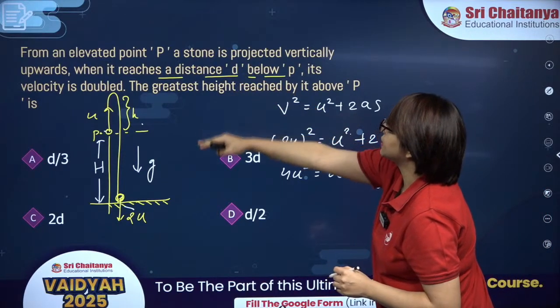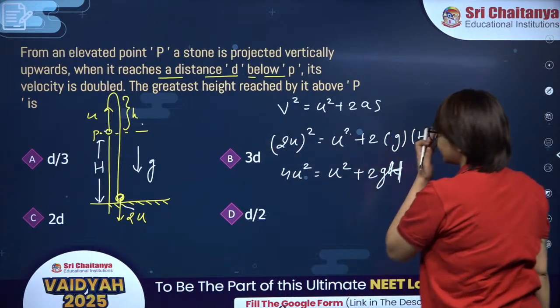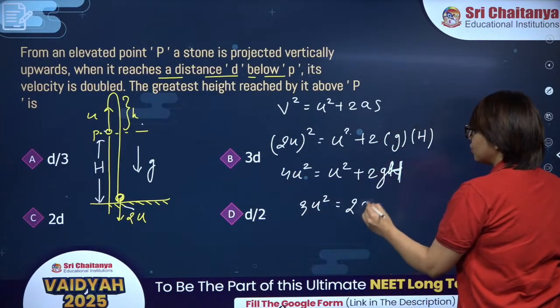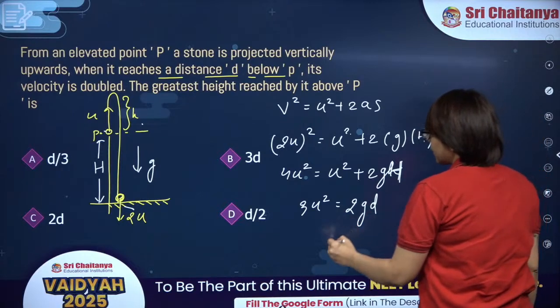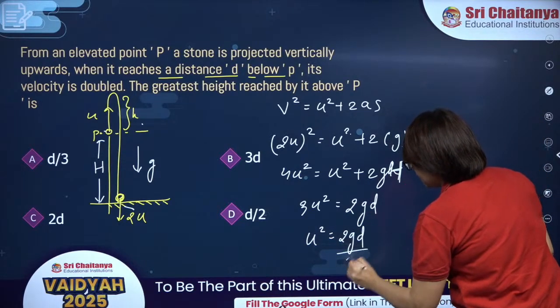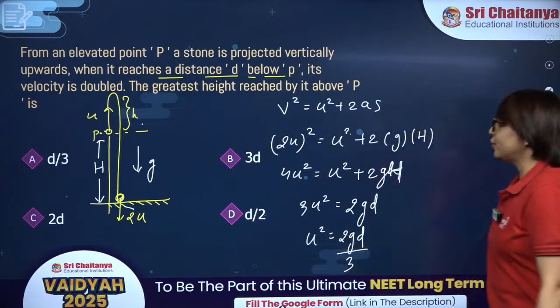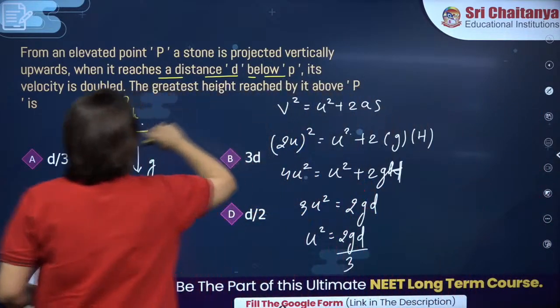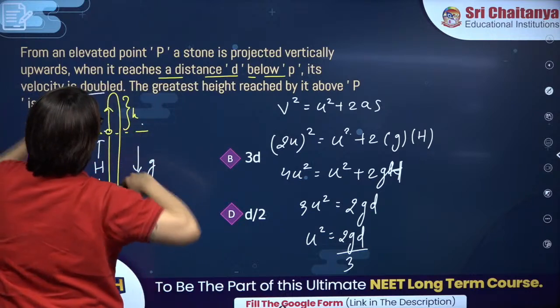The point P is d distance above the ground level. So 3u square is equal to 2gd, and from this one you will get u square as 2gd divided by 3. This is the value of u square. Now apply the same equation from this level to this level.